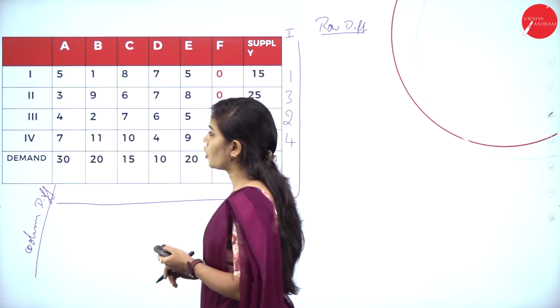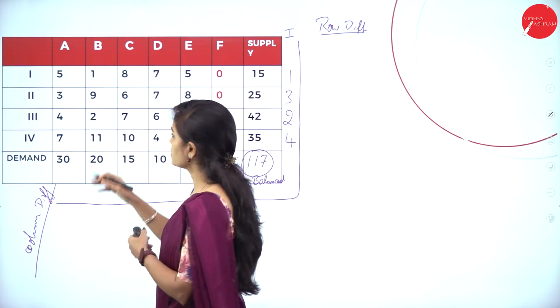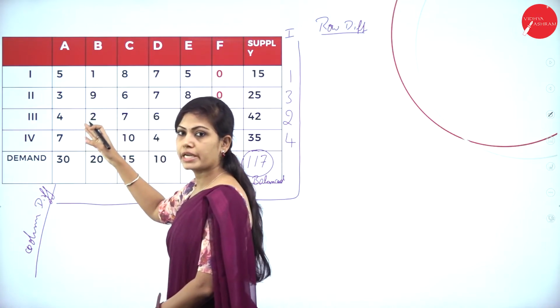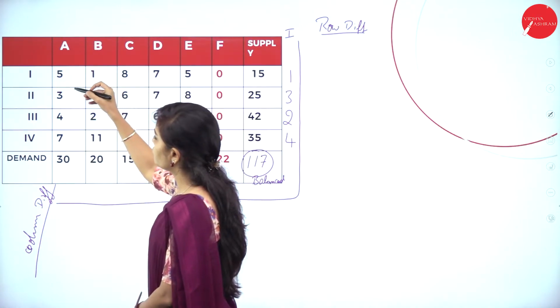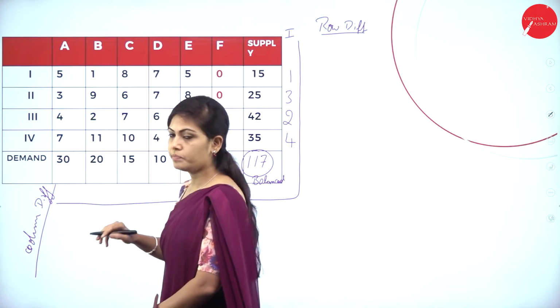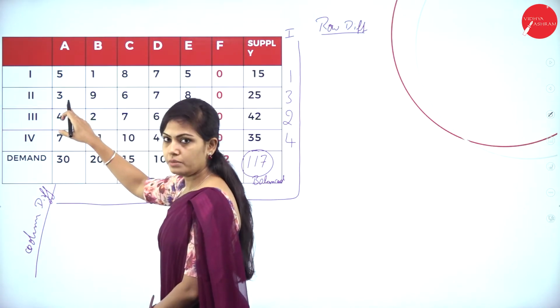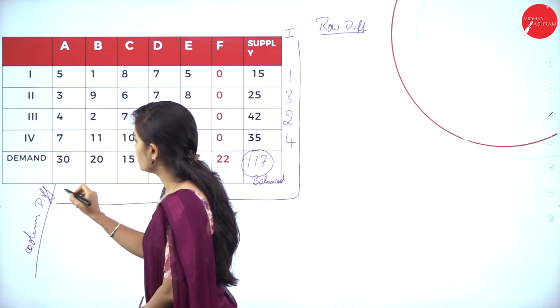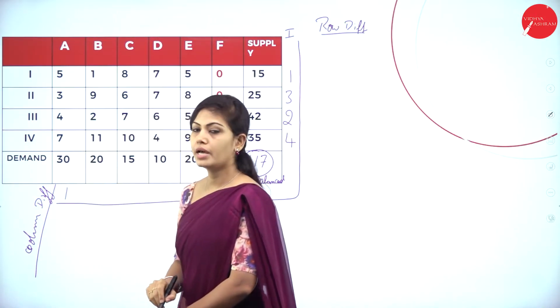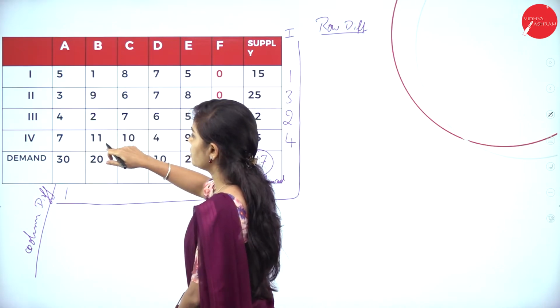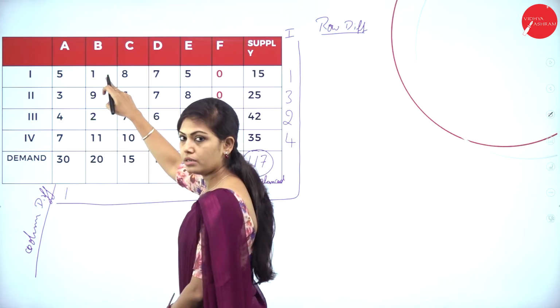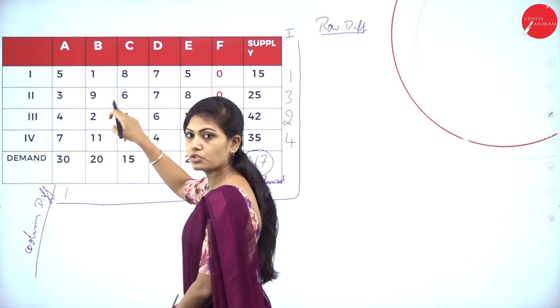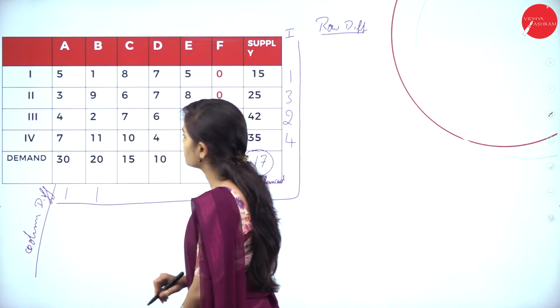Now the column difference. How to find the column difference? Again, you can consider the first column, second column, third column like that. First consider the least value here. The least value is 3 and the next least value is 4. So what is the difference of 4 and 3? It is 1. And in the second column, the least value is 1 and the second least value is 2. So 2 minus 1 is 1.